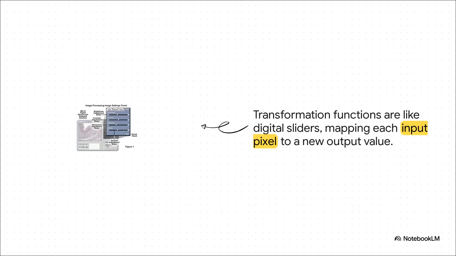So how does that actually happen with the numbers? Well, we use something called a transformation function. The best way to think of this is like the brightness or contrast slider in any photo editing app. You've used those, right? Well, behind the scenes, that slider is just a rule, a function that takes the original pixel's number, does a little math, and spits out a new number. It does that for every pixel, and poof, the whole image changes.